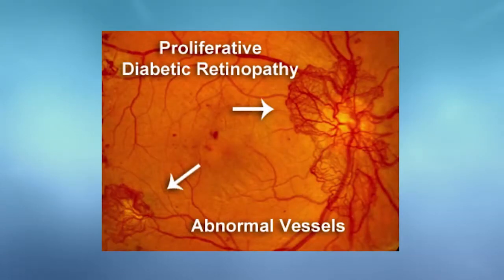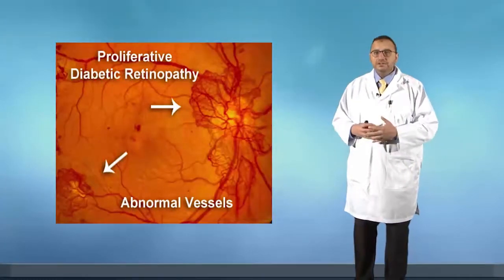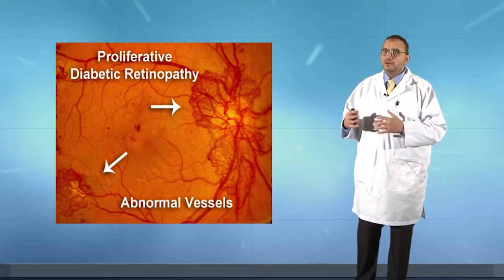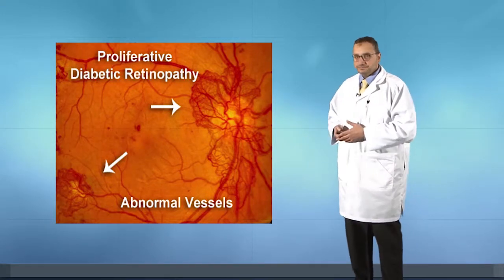On the other hand, in the proliferative one, as you can see, there are a lot of abnormal small vessels that will develop in the retina. And this will lead to fibrosis, and sometimes, as we said, it will lead to ischemia, the cotton wool picture.